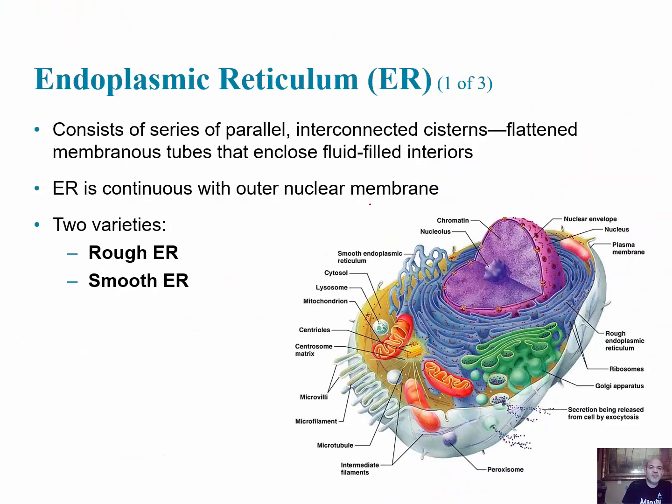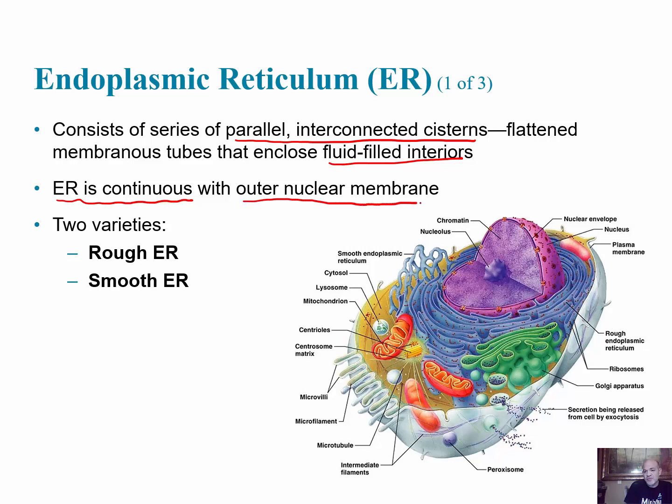And then we have the endoplasmic reticulum, and the endoplasmic reticulum is in blue in the picture on the right, and there's going to be two kinds. And these are going to be a series of parallel interconnected cisterns, which are going to be flattened membrane tubes, and they enclose fluid-filled interiors. And this is going to be where certain parts of your cell metabolism take place that are kept separate from the rest of the cytoplasm. The endoplasmic reticulum is going to be continuous and extends outward from the nuclear envelope.